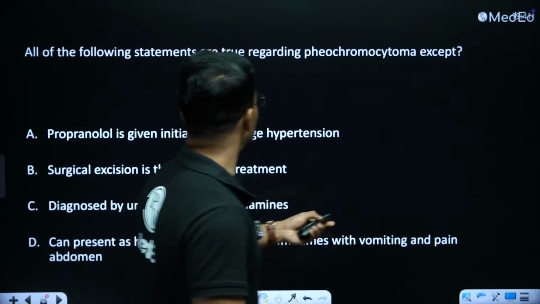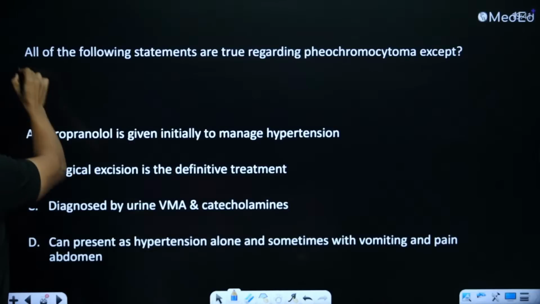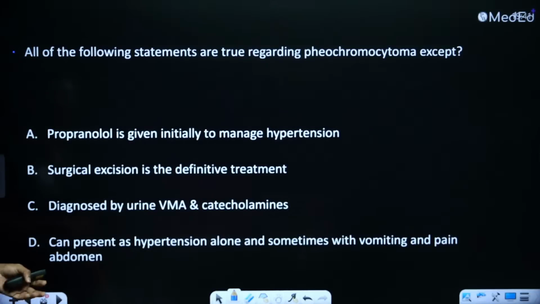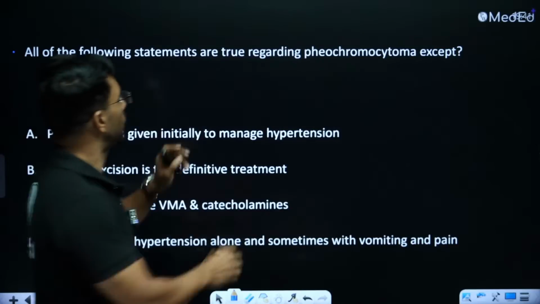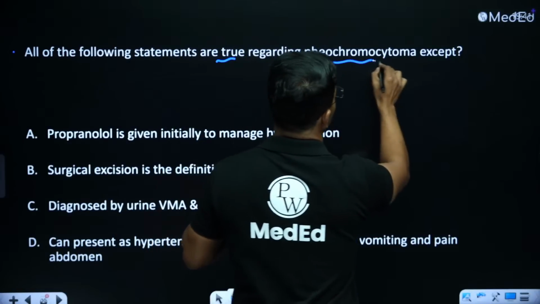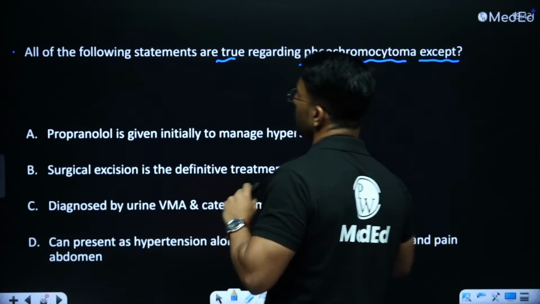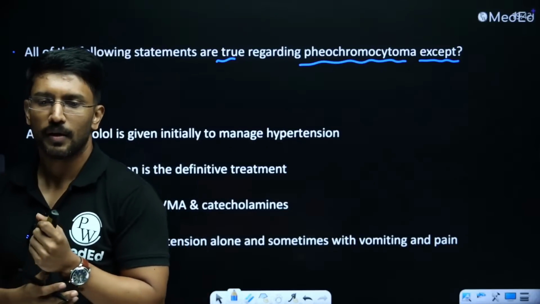Okay, so let's go to the next question now. All of the following statements are true regarding pheochromocytoma. I think all of you should be able to answer this. This is a repeatedly asked question. Except, true except. Regarding what? Pheochromocytoma. Okay, so can anybody tell me what is a pheochromocytoma?